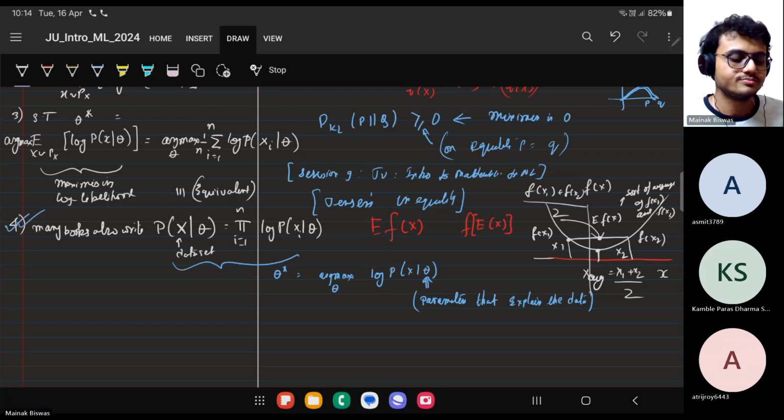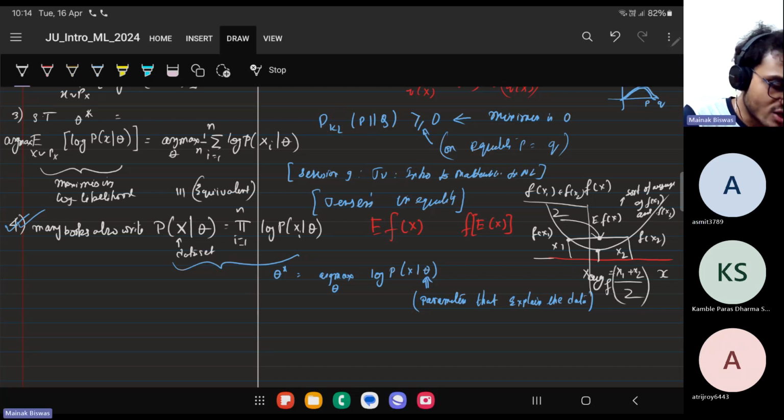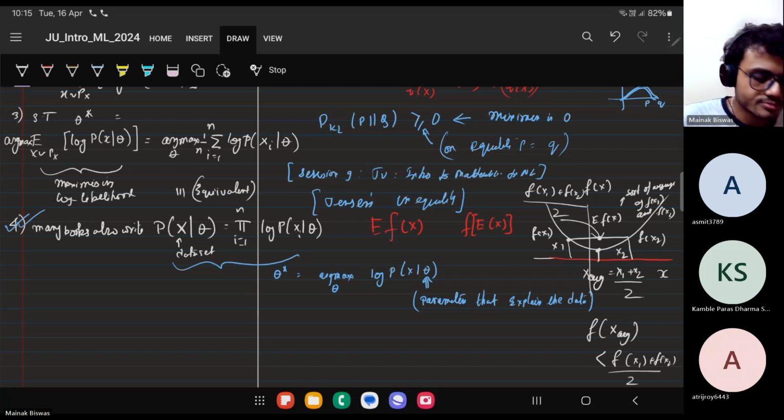Okay. Is it okay to everyone? Yes, sir. So the function value, do you see that f(x average) is less than (f(x1) plus f(x2)) by 2? Clearly from this graph. Yes. This is x1, this is x2. The average is between them.